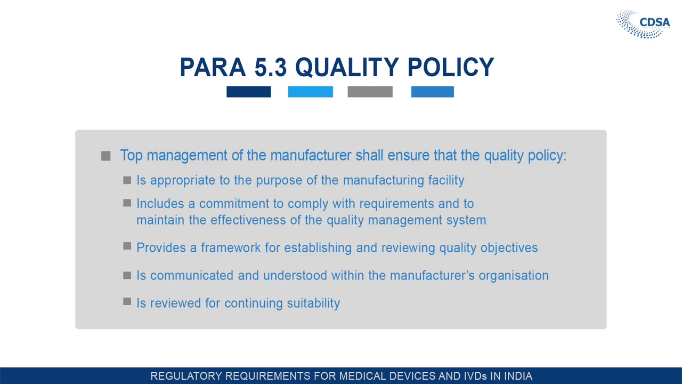5.3 is quality policy. What is the quality policy of a plant? The top management of the manufacturer shall ensure that a quality policy is appropriate to the purpose of the manufacturing facility. You can't have a quality policy of something else applied to your plant. It should be appropriate to the purpose of the manufacturing that I am doing. It should include a commitment to comply with the requirements and to maintain the effectiveness of the quality management system. It provides a framework for establishing and reviewing quality objectives. It is communicated and understood within the manufacturer's organization and is reviewed for continuing suitability. Each of these lines is self-explanatory and doesn't need to be elaborated further.